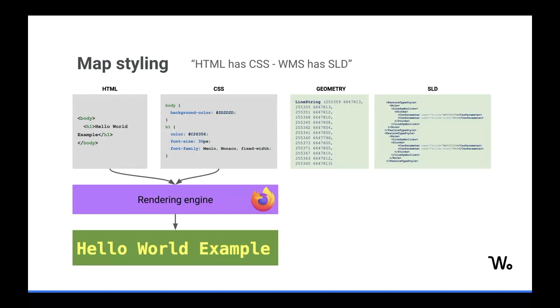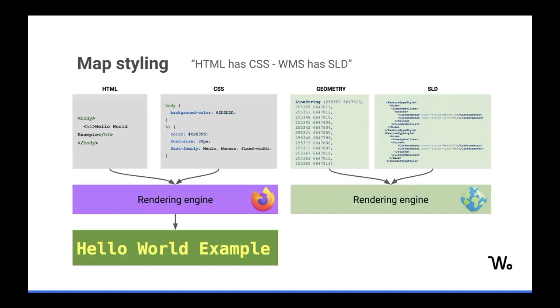In the world of geographical information systems, or GIS, the equivalent of CSS is called SLD, Style Layer Descriptor. This is an XML document which can define rendering rules to apply on the points, lines, and polygons that make up the objects in the different map layers.